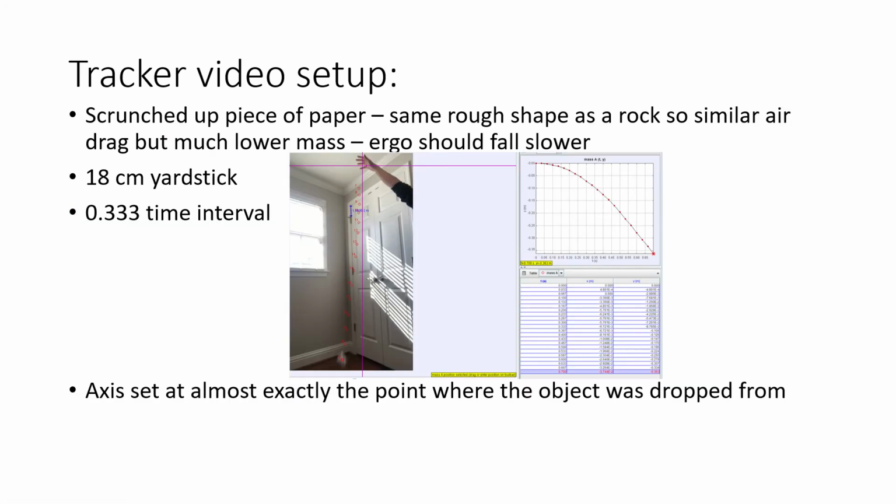Moving on to the tracker video setup, I decided to drop a piece of paper. Now, I explained this in the slide where I walk through my tracker, but I have an 18 centimeter yardstick, which I measured, the time interval equal to my frame rate. Well, that's not quite right. It's a 0.033 time interval. And the axis is set here to make the conversion to a spreadsheet easier.